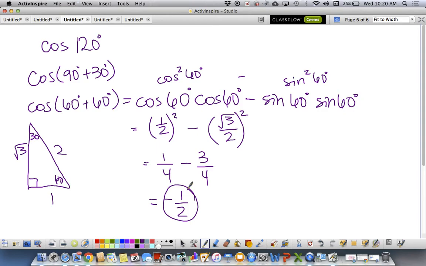So what happens if they give you like sine 17? We're not going to do that right now. We still have to be able to combine. Ultimately, you're not going to be able to find an exact value. The best thing you can do is plug it in your calculator.